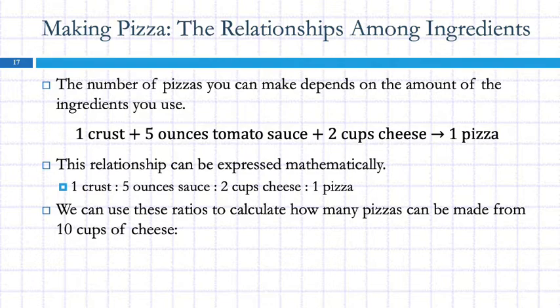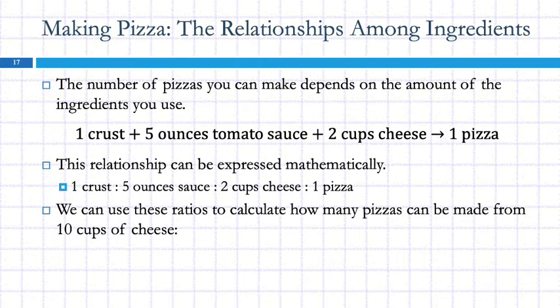Okay, it's a recipe. A chemical equation is much like a recipe. It tells you what ingredients you need to put together, and then it tells you what you're going to get. Like if you make this cookie recipe, you're going to get 3 dozen cookies. Except you never do, because you end up eating half the dough. But that doesn't happen in chemical equations. So we can look at this recipe mathematically and say there's 1 crust to 5 ounces of tomato sauce to 2 cups of cheese to 1 pizza. It's ratios.